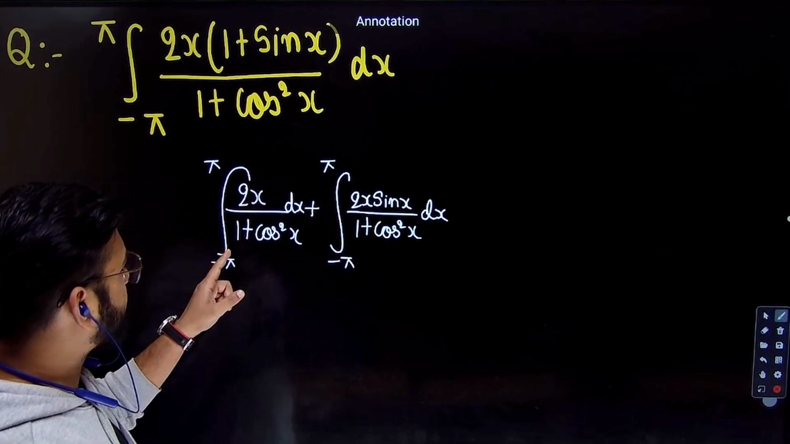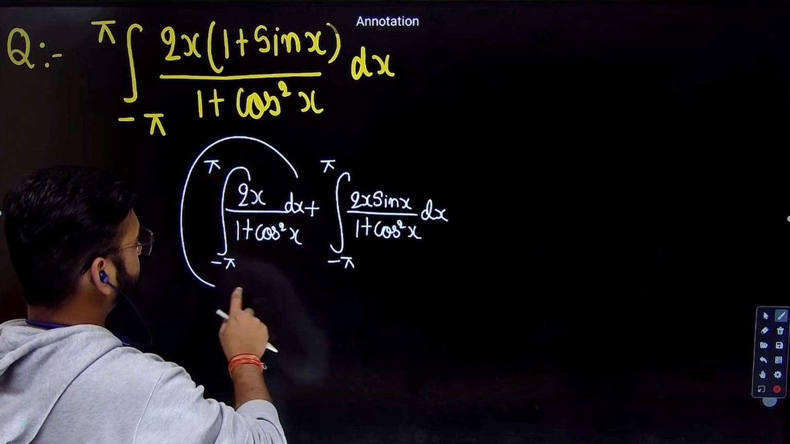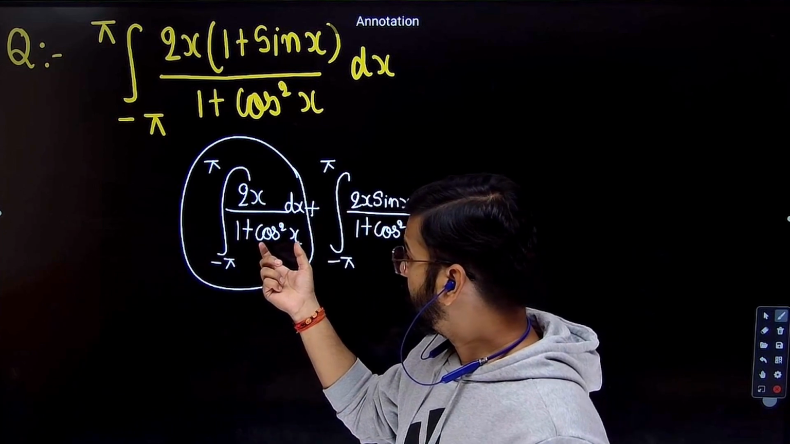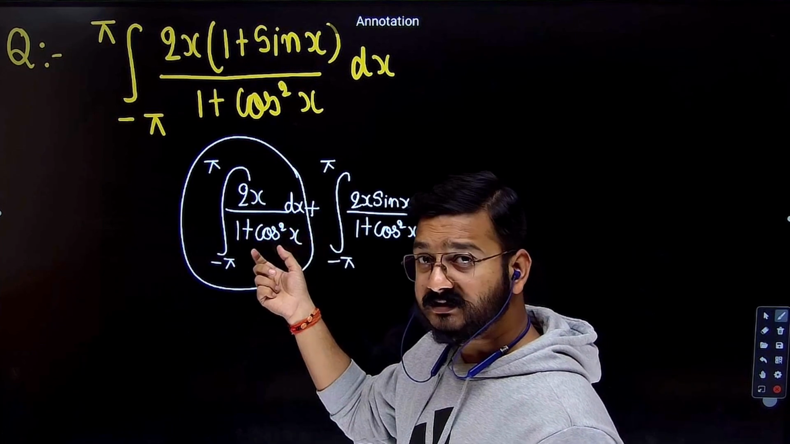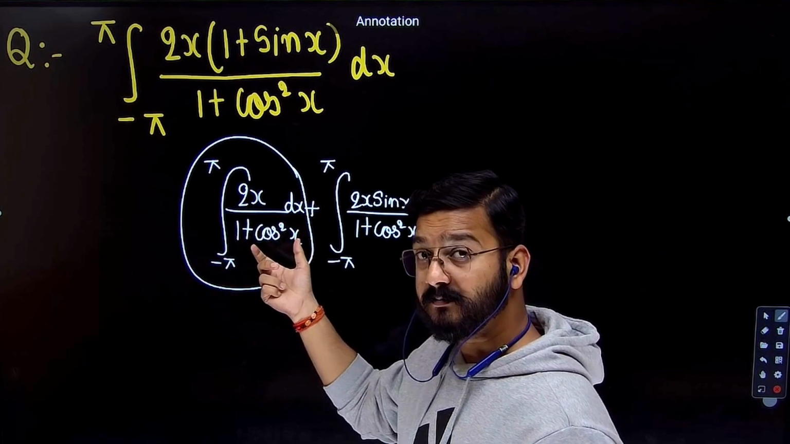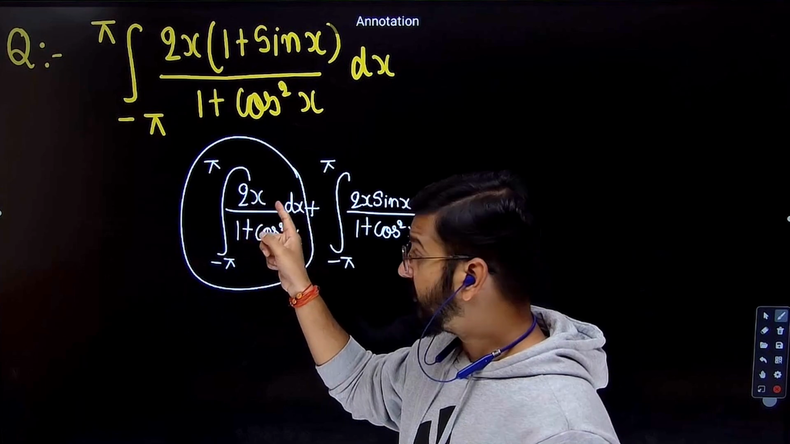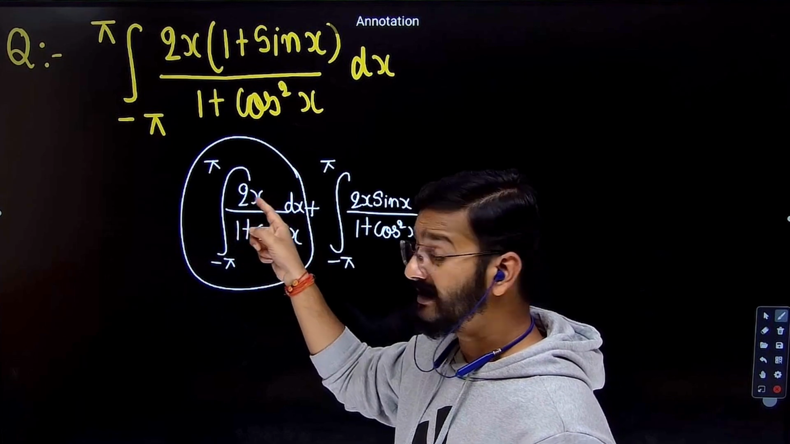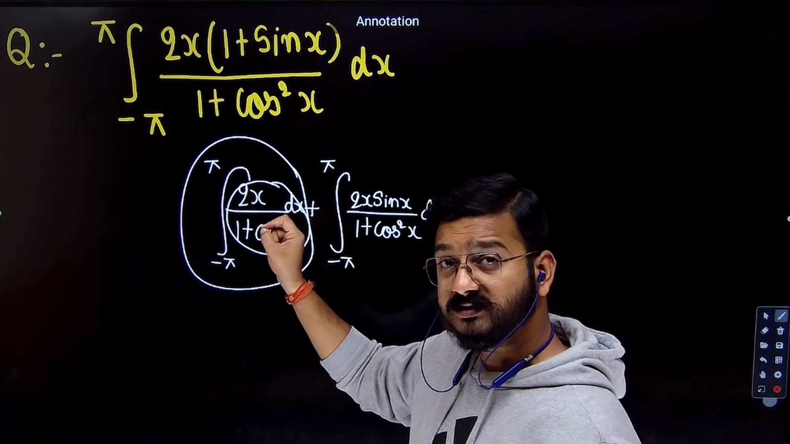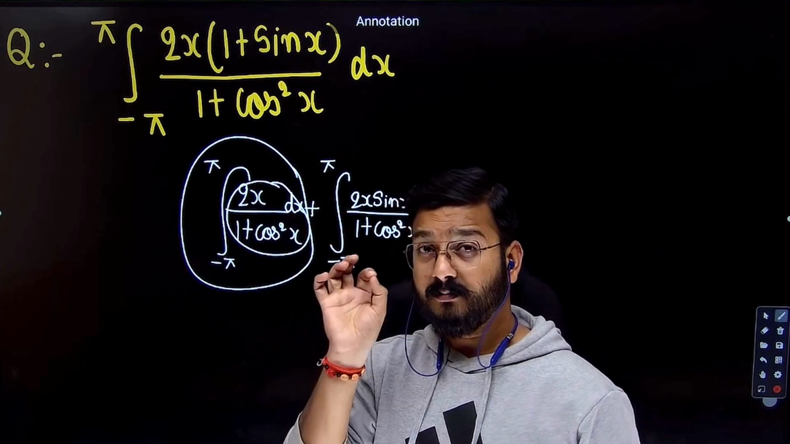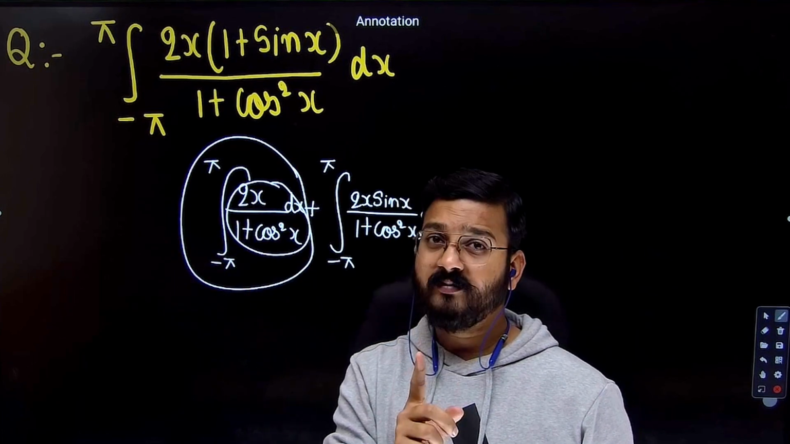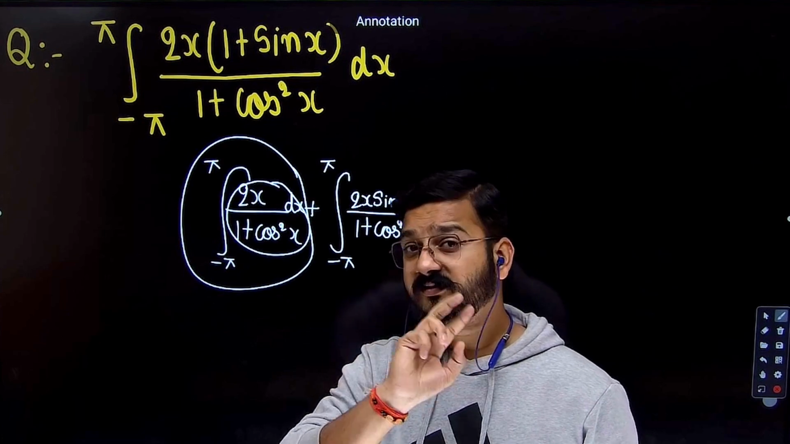Now, if you see this first integral, we can solve it without writing any step. Just see it carefully. When you replace x with minus x, cos of minus x is cos x itself, so the denominator will be the same. But in the numerator, this will be minus 2x. If this is my function f of x, f of minus x will be minus 2x divided by 1 plus cos square x. Correct? f of minus x is equal to minus f of x, right?